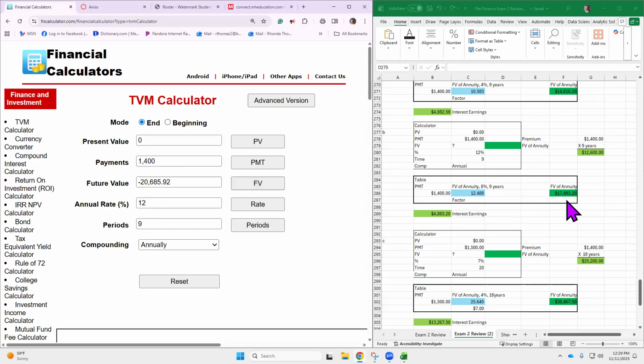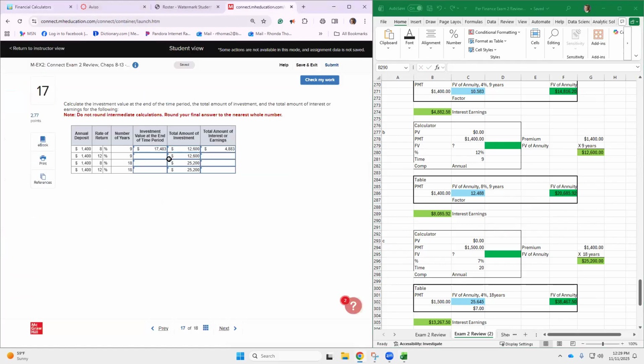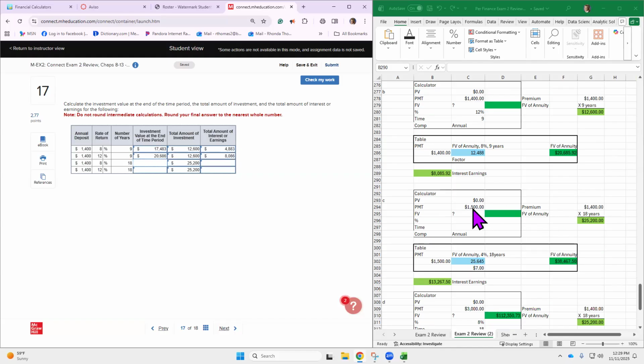All right, my second one: 20,685.92. Then I want to check the interest earnings. It's 20,685.92 with interest earnings of 8,085.92. Then the future value of $1,400.